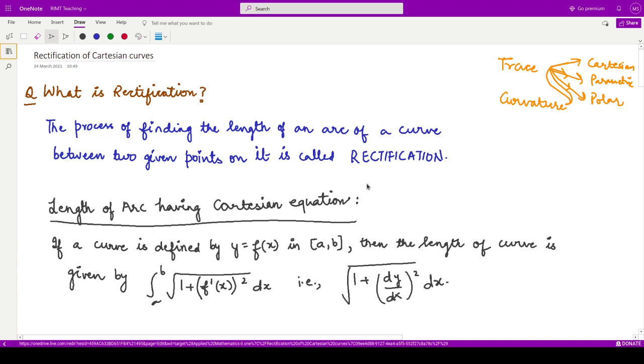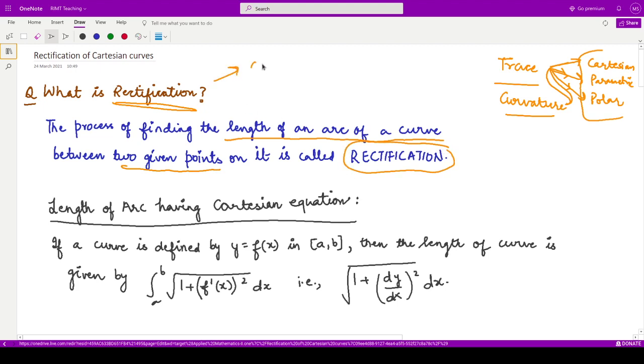So we had done this curve tracing and curvature for these three kinds of curves: Cartesian, parametric, and polar. Next topic is rectification. So what is rectification? Rectification is a method by which you can find the length of the given curve between any two given points. So that is rectification. We'll also do this for Cartesian curves, parametric curves, and polar curves.